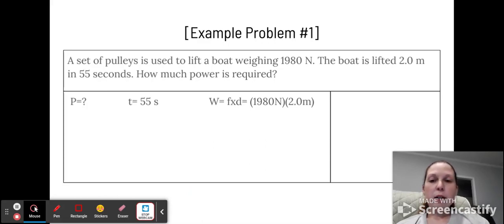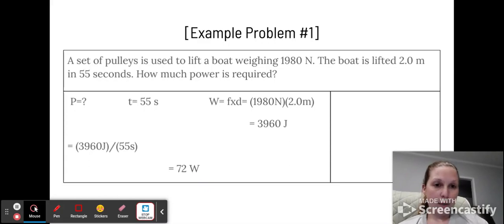We've got that the time is 55 seconds. We need the work, but we were given the information needed to calculate work, which is force times distance. Our force was 1,980 newtons. Our distance was 2 meters. That comes out to 3,960 joules of work. We're going to take that and divide it by our 55 seconds, and our power comes out to 72 watts.